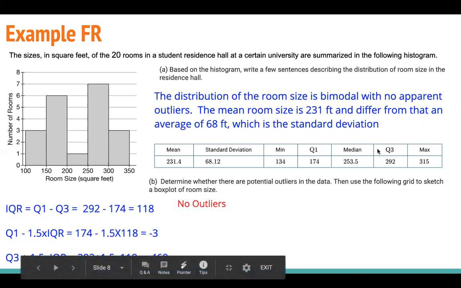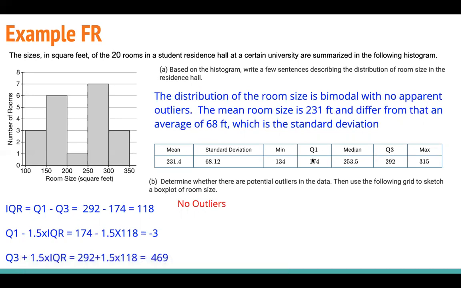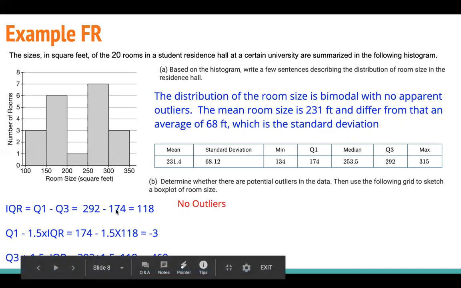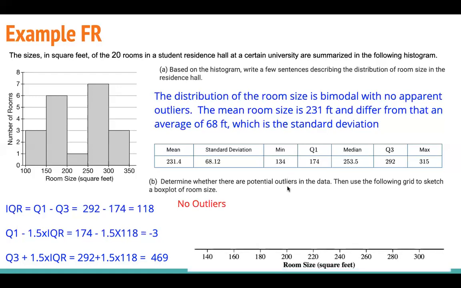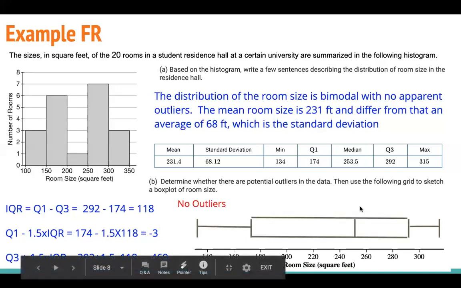Part B asks me if there are outliers, so I go ahead and calculate that. I start by calculating the IQR, Q3 minus Q1, which is 292 minus 174, and that equals 118. Then I go ahead and calculate the fences. Q1 minus 1.5 times IQR, which I get -3, and then Q3 plus 1.5 times IQR, which I get 469. And that tells me there are no outliers. I'm going to graph this box plot. I make sure I have my axis with the scale and then the label. And then I go ahead and graph min, Q1, median, Q3, max.